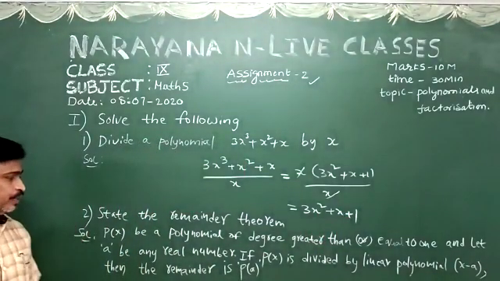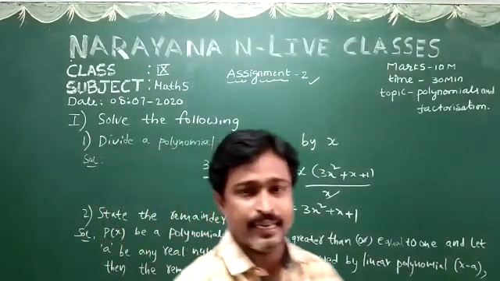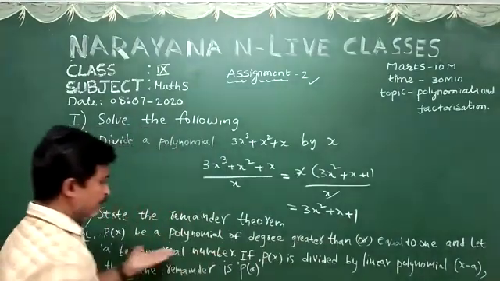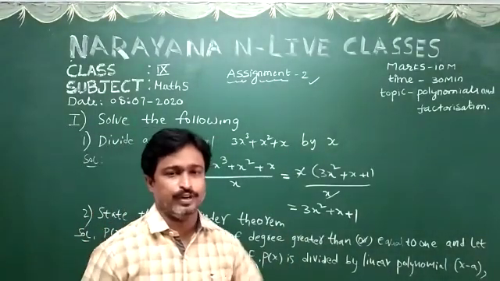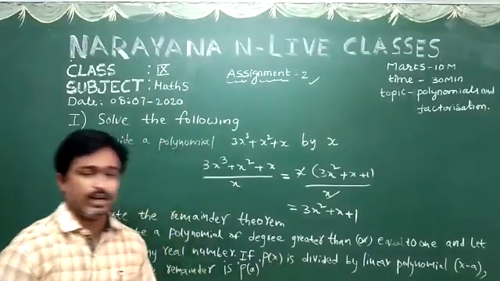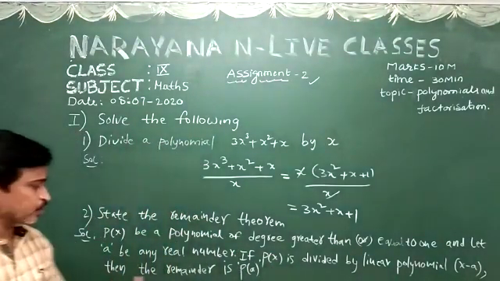Coming to question number 2, state the remainder theorem. He is asking for the remainder theorem. The remainder theorem means: let p of x be a polynomial of degree greater than or equal to 1. If p of x is divided by the linear polynomial x minus a, then the remainder is equal to p of a.